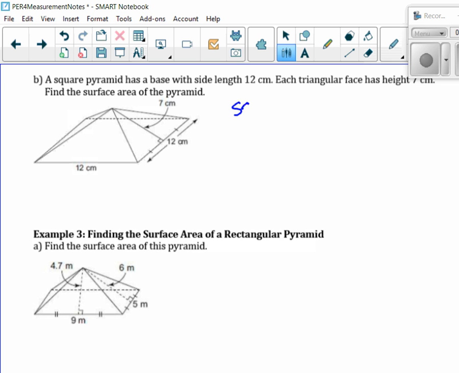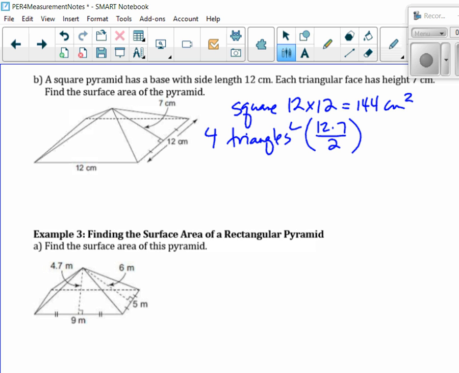So again, the square is 12 by 12, so that is 144 centimeters squared. And then the triangles, there's 4 triangles, so that would be 12 times 7 divided by 2, and that whole thing is going to be times 4. So 12 times 7, so 168 centimeters squared, and then I add that up and I get 312 centimeters squared. Everybody understand? So now if I change the base, I know how to do this. I don't need a formula.